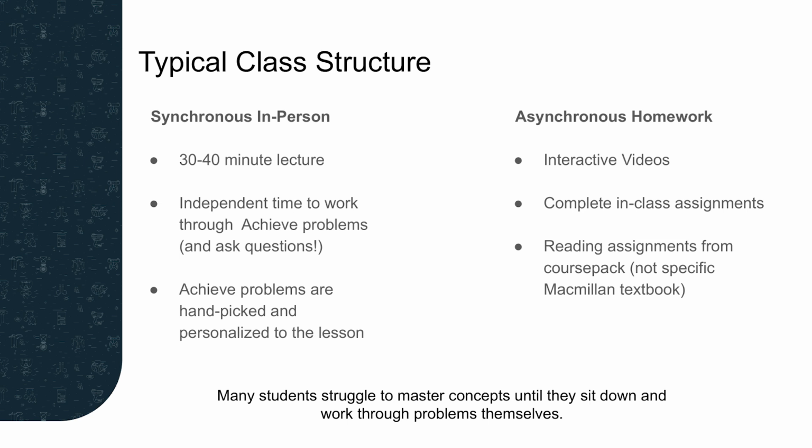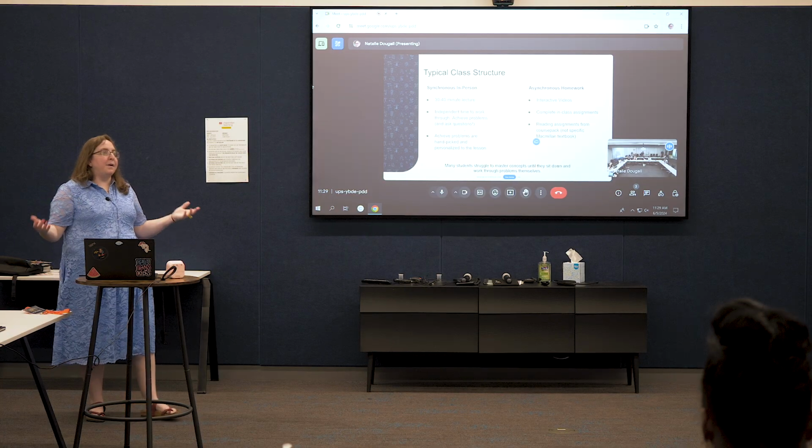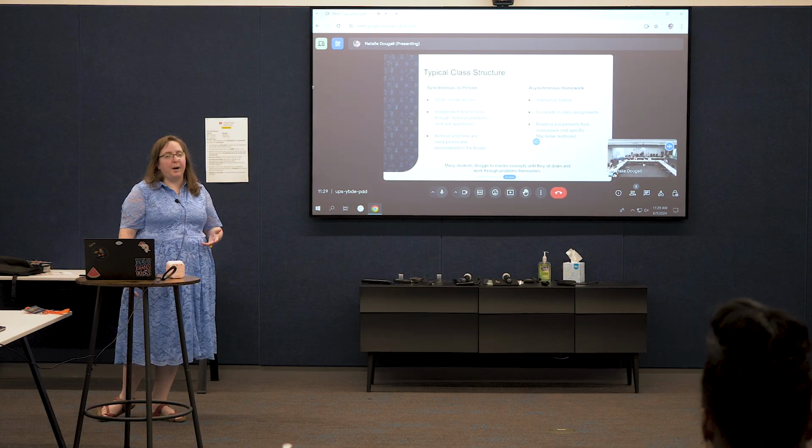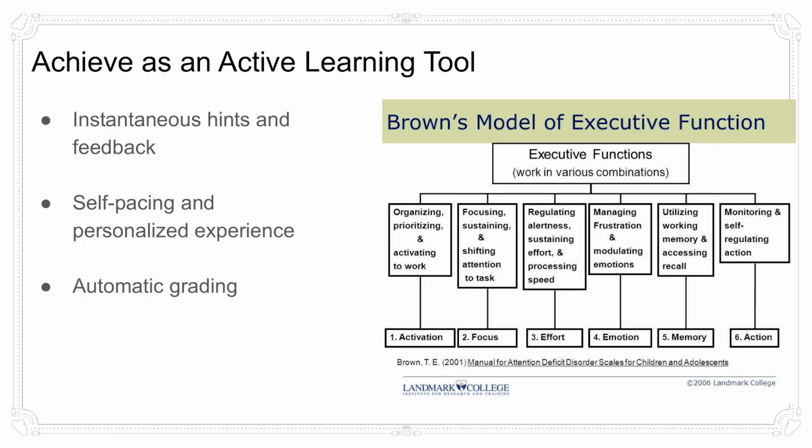For homework, I tend to give interactive videos, and students obviously have the option to complete anything that they don't finish during classes, and I also have reading assignments that pair with the videos. So I really use that flipped classroom model. But in chemistry, and I think a lot of other subjects, many students struggle to master a concept until they actually do them themselves. I can stand up here and I can tell you 10 different ways of doing a chemistry problem, and it works perfectly, and you think you've got it, and then you try it and you're like, oh. All right. So Achieve really helps with that.